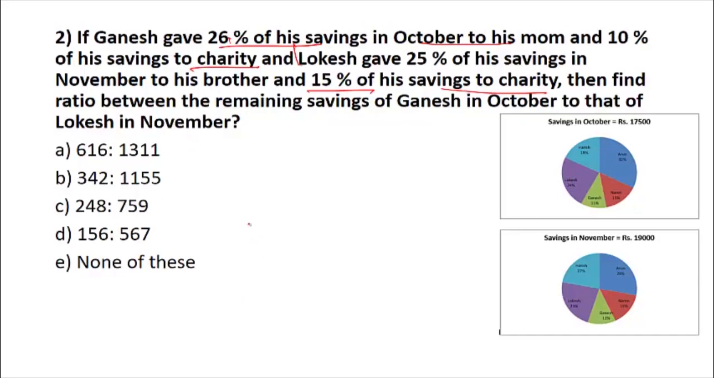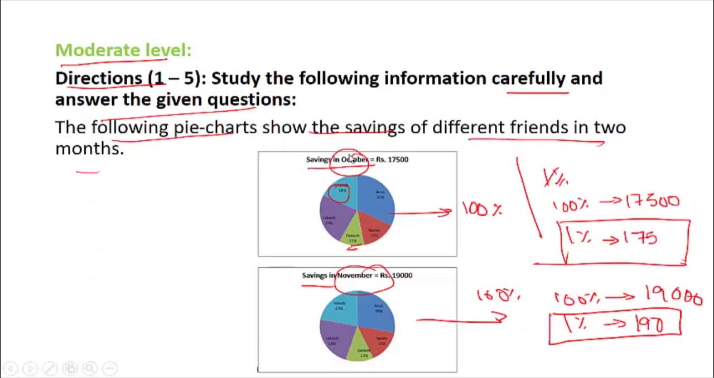What you have to do is find the remaining. Before that, let us find the saving of both of them. Let us take Ganesh first. Ganesh in October is 11%. The value of 1% in October is 175.